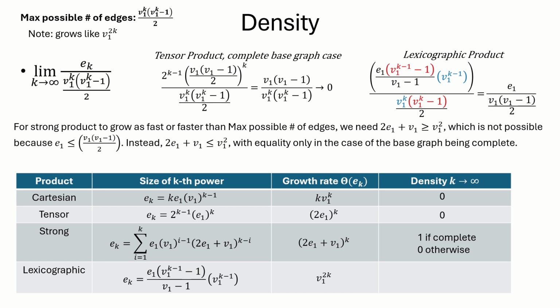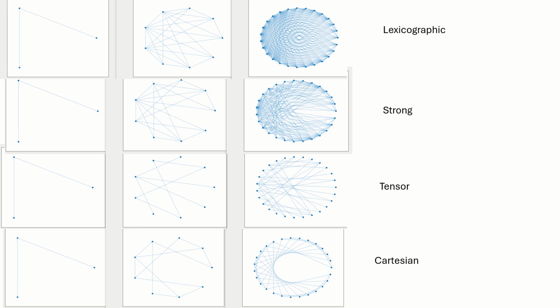For fun, here's the comparison between each of the 4 commonly studied products of the first 3 powers of a path graph on 3 vertices. Notice how much sparser the Cartesian and tensor product powers are. And remember that we started with a pretty dense graph. The path graph on 3 vertices has 2/3 of the max number of edges possible. And this high density is more striking when you look at the third power of the lexicographic product.